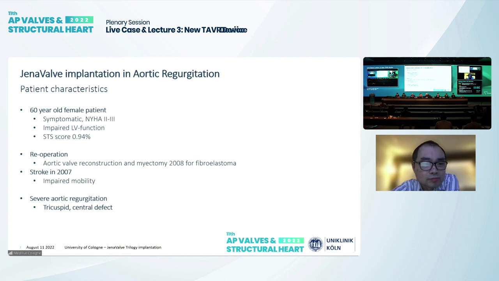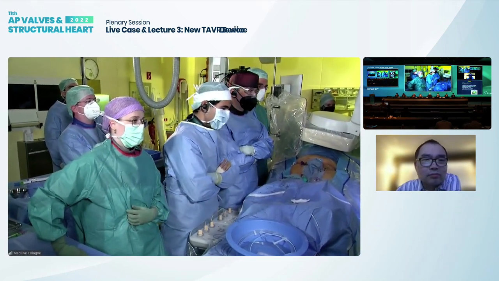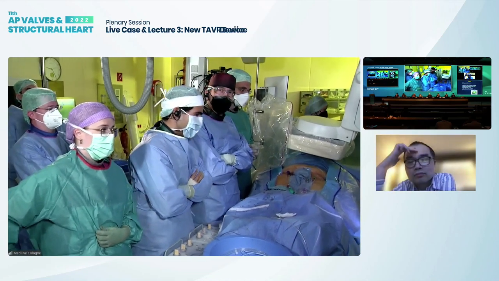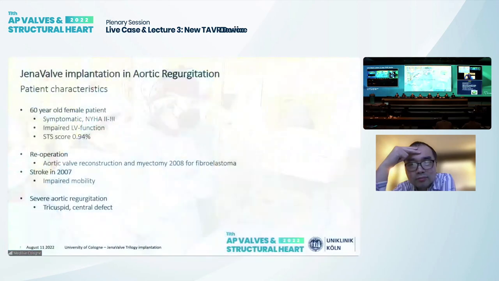But it would be a reoperation for her, as she had aortic valve reconstruction and myectomy in 2008 due to a fibroelastoma, and she had a stroke a year before. So she has impaired mobility. And Kaveh, as the surgeon on our team, of course we discussed it in the heart team before, but would you still think that's a good choice, or should we end the procedure here now? Definitely. So it was a shared decision making with the patient, and as you already said, the STS score is underestimating the patient's frailty, and the impaired mobility and the reoperation would not justify the reoperation.